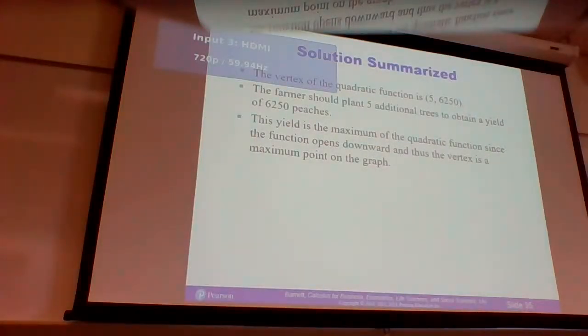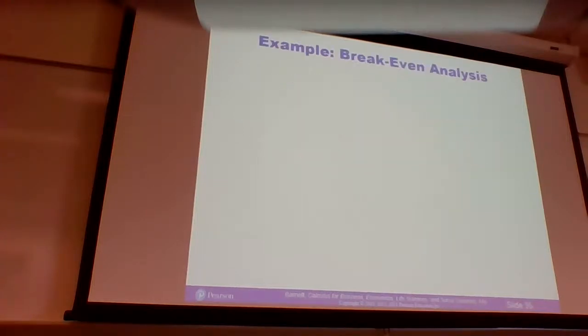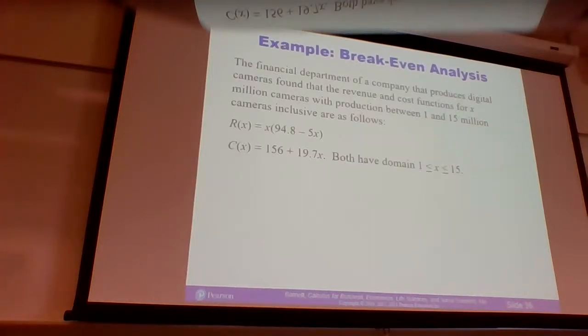Okay? So, quick review, the vertex is 5, 6250. The farmer should plant 5 additional trees to get the maximum yield of 6250. The vertex is the maximum. Okay? Let's talk about break even.